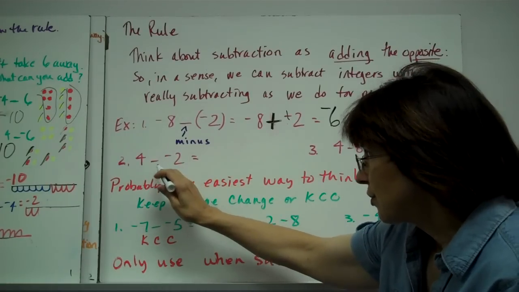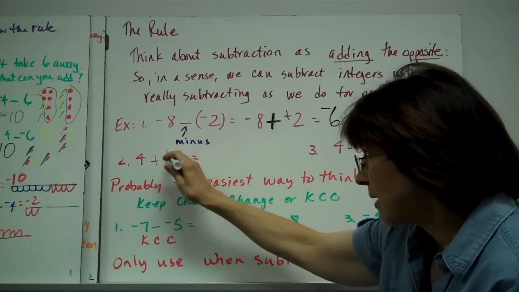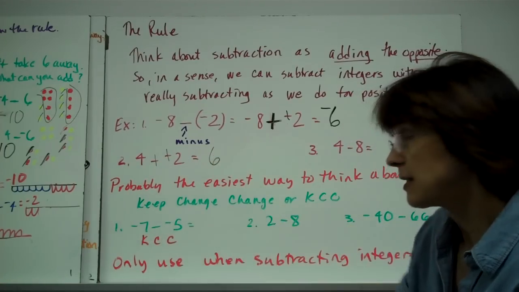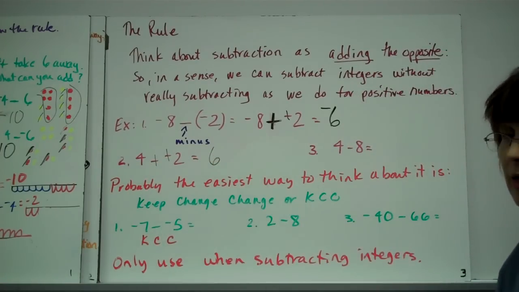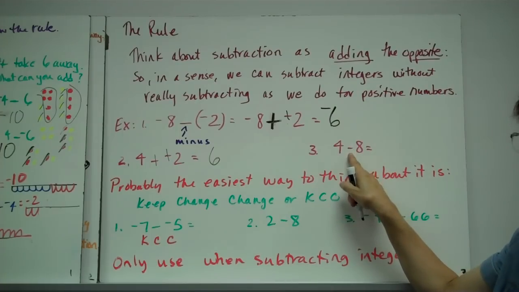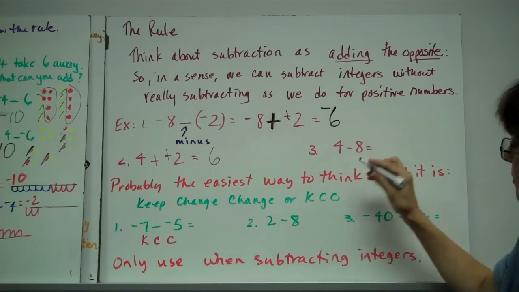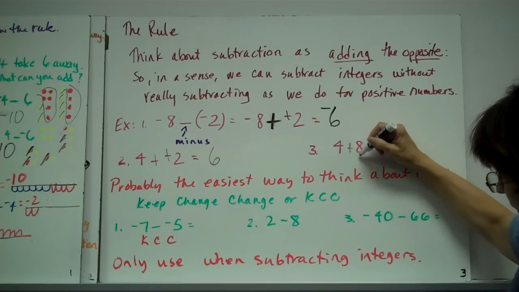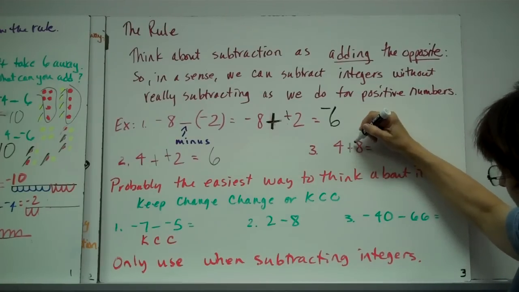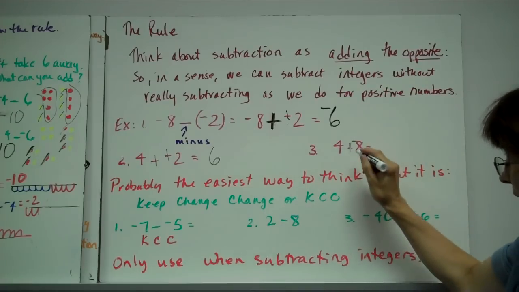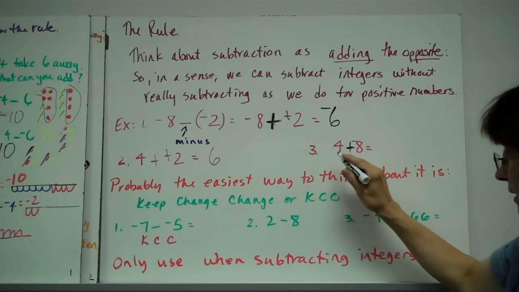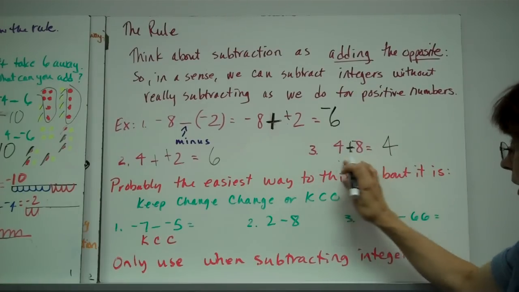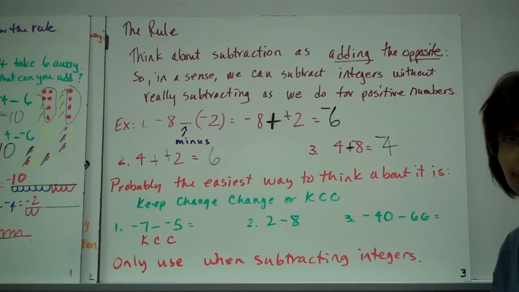Let's do another one. 4 minus a negative 2. Well, remember now, that's adding the opposite. So now I have like signs, they're both positive. Like signs add and keep the sign, so it's positive 6. Here I just have the minus sign. There's not another negative, but watch what happens. If I think about minusing, I think about adding the opposite. The opposite of positive 8 is negative 8. So now I have 4 plus a negative 8. Well, unlike signs subtract this time, 8 minus 4 is 4, and keep the higher sign, and that's negative.